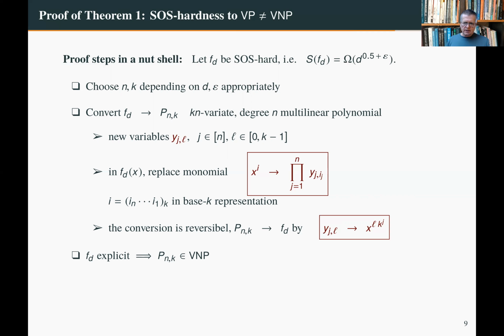So since we started by assumption with an explicit function FD, one can easily conclude that the polynomials we get here are in VNP. And the main thing we show is that the size of the circuits for P and Q is at least this big. And this is super polynomial, as you can see when you look at the paper. And this implies that these polynomials are not in VP. So that separates VP from VNP.